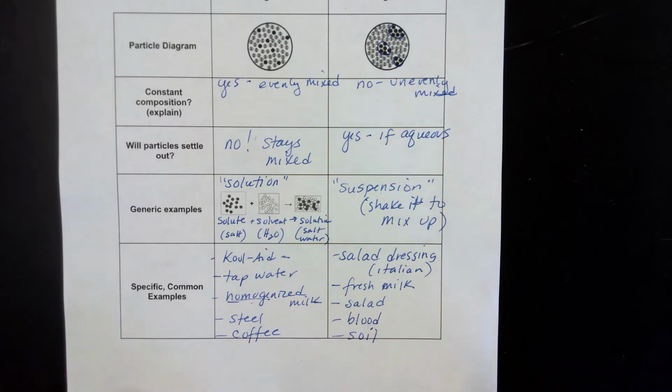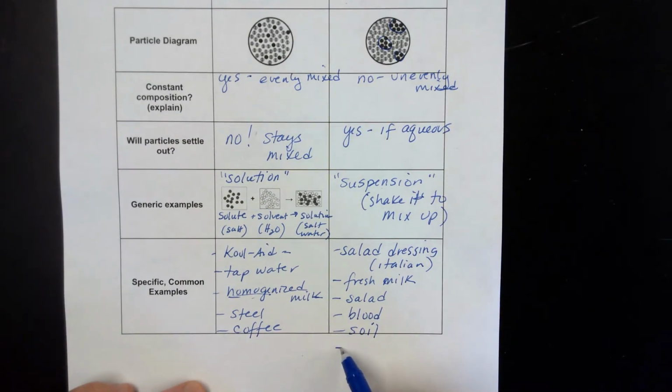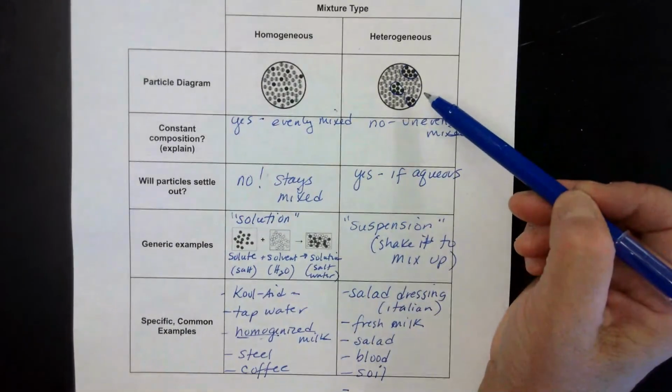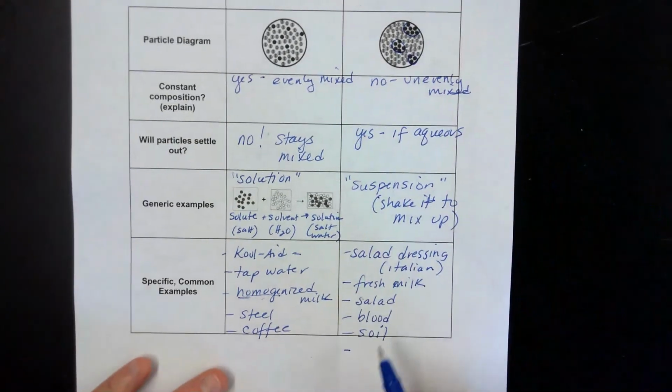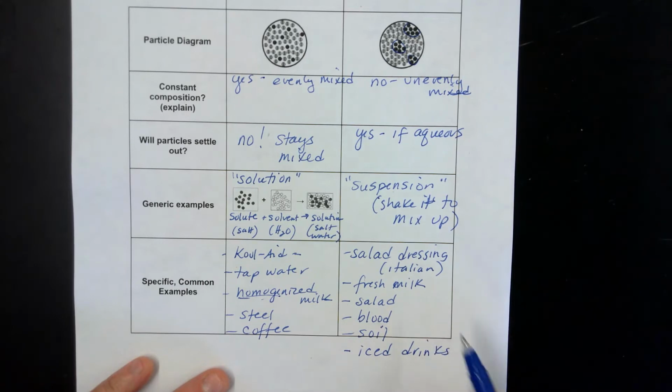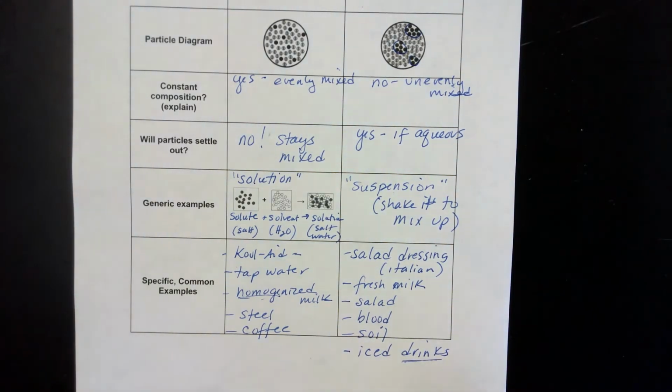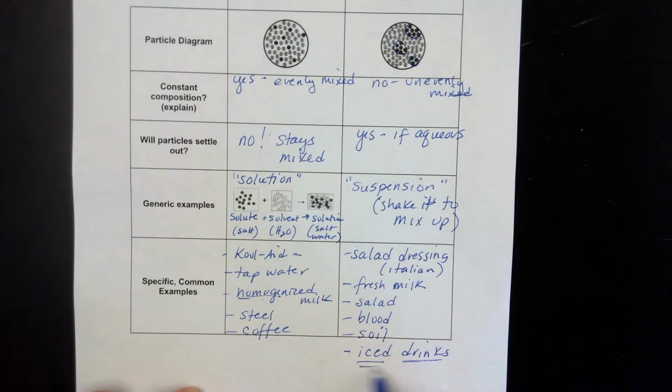Soil is another example of a heterogeneous mixture, all kinds of things mixed unevenly into the soil. And iced drinks, right? Even if the drink itself looks completely blended, the ice makes it a heterogeneous mixture.